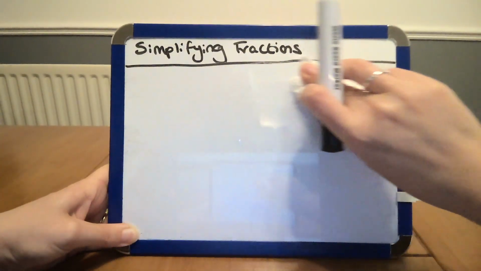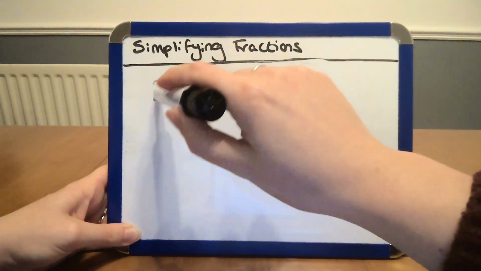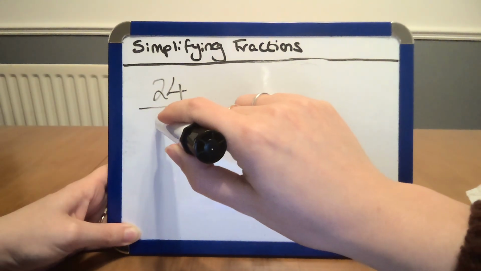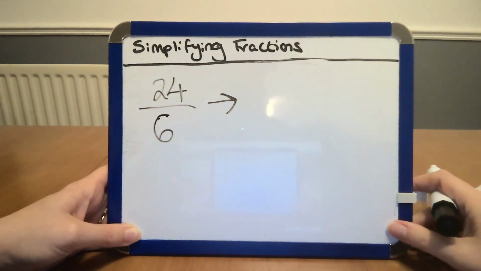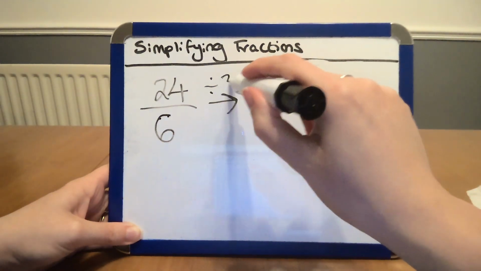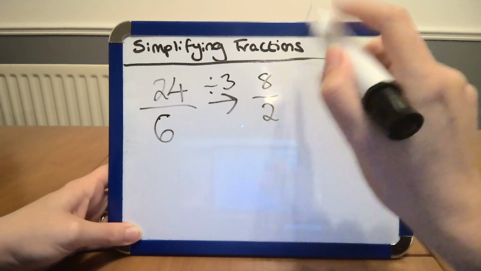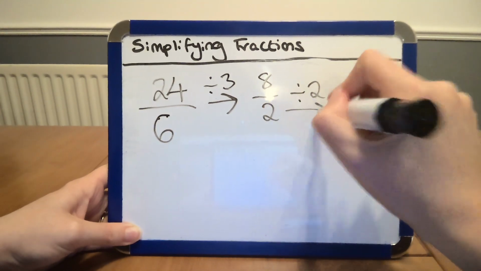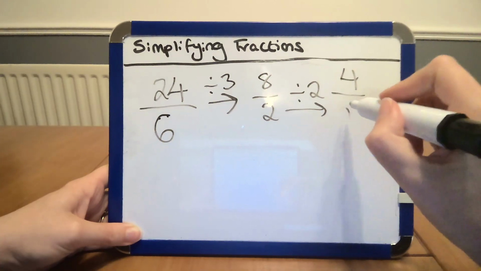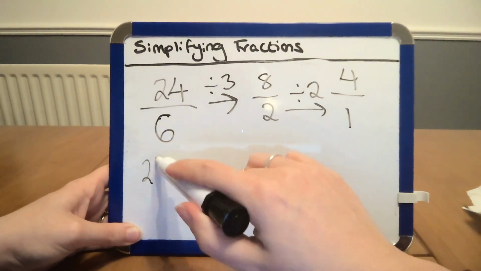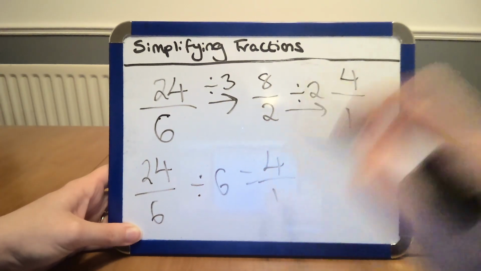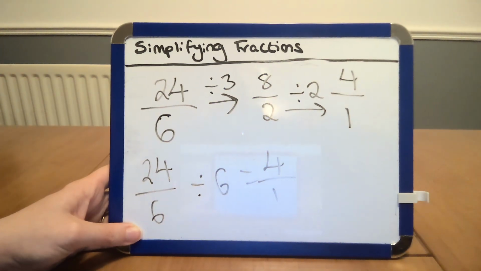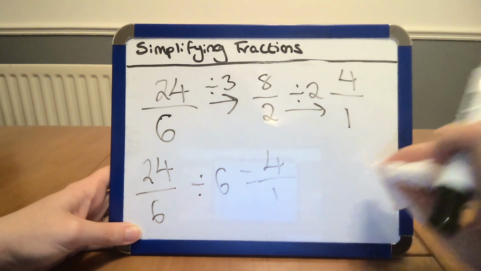Let's try another. You might have 24 over 6. Now, you might divide by 3 to get 8 over 2, and then divide by 2 to get 4 over 1. You might look at 24 over 6 and divide it immediately by 6. Again, either way, you do get the points in the exam. It doesn't matter how many steps you do, as long as you end up with the correct simplified fraction.